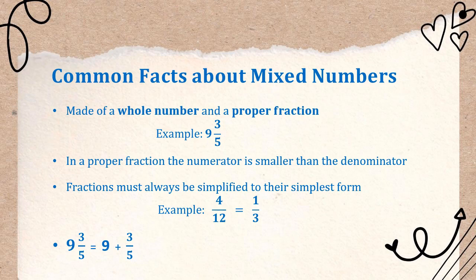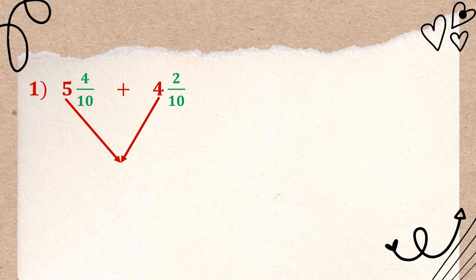Now 9 3/5 is a mixed number and it can also be written as 9 plus 3/5. They both have the same meaning. Let's look at the first example, 5 4/10 plus 4 2/10. The first step in addition is we add the whole numbers. So 5 plus 4 gives us 9. The second step, we add the two fractions. 4/10 plus 2/10 gives us 6/10.